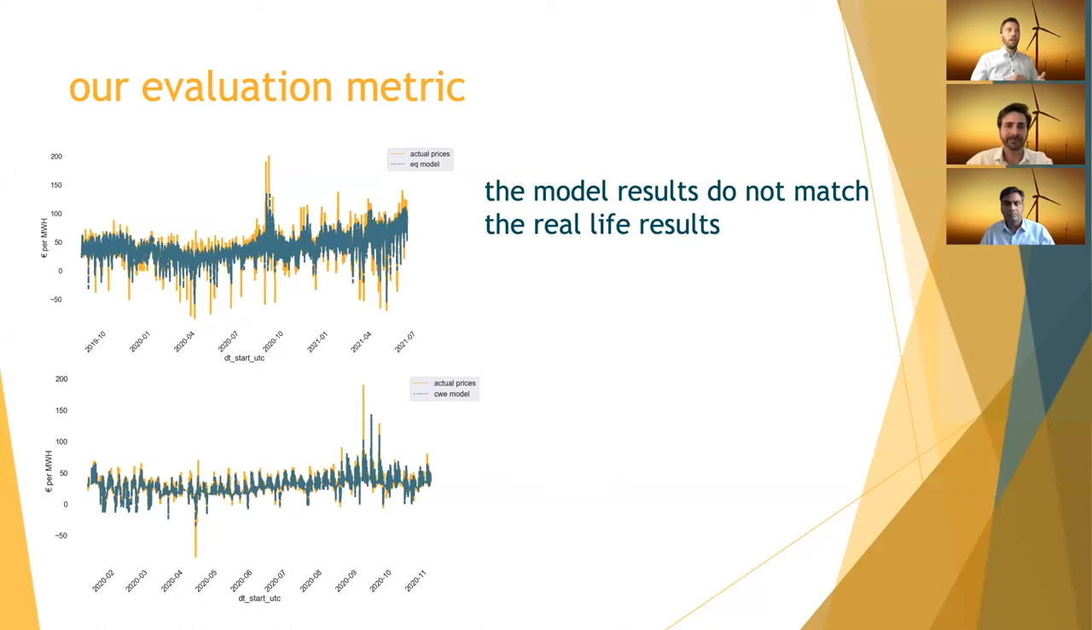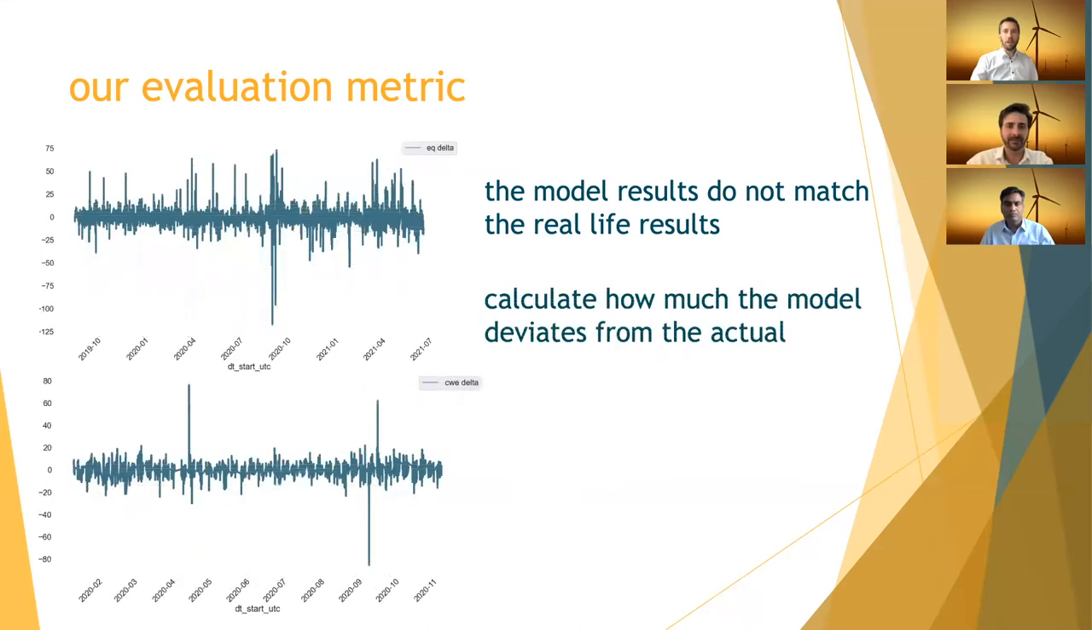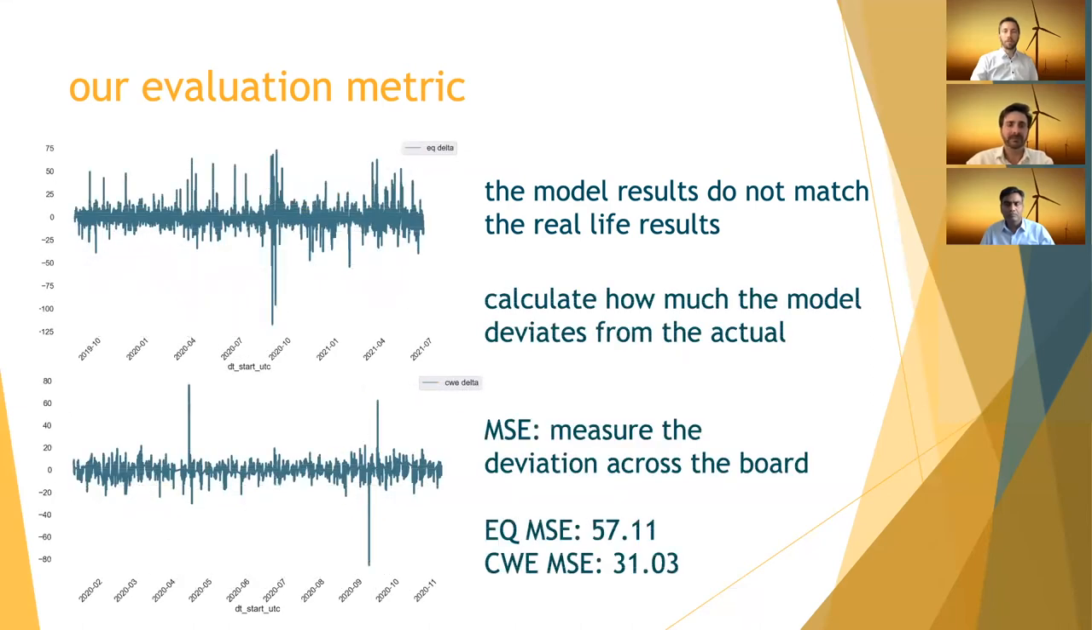Of course, we needed some evaluation metric to have a look at the performance of our models, and we opted for the MSE, which is the mean squared error. If you overlay the predicted with the actual data and subtract the actual data from the predicted, you will get the residuals. If you average all these points and square them, you will get the MSE, which is a measure across the board of the performance of the model, and it will punish outliers. So this is why we opted to go with this evaluation metric.